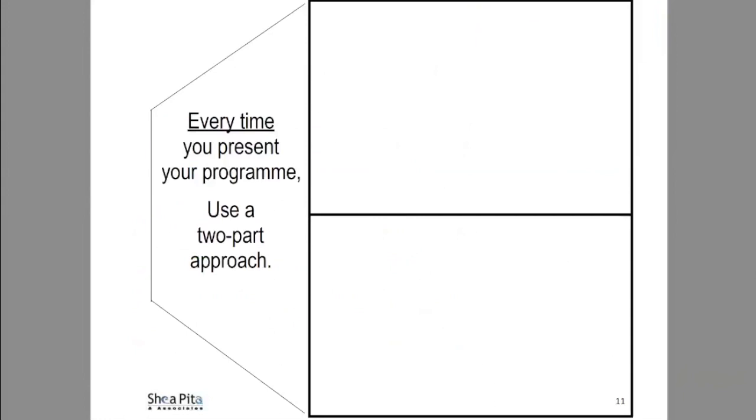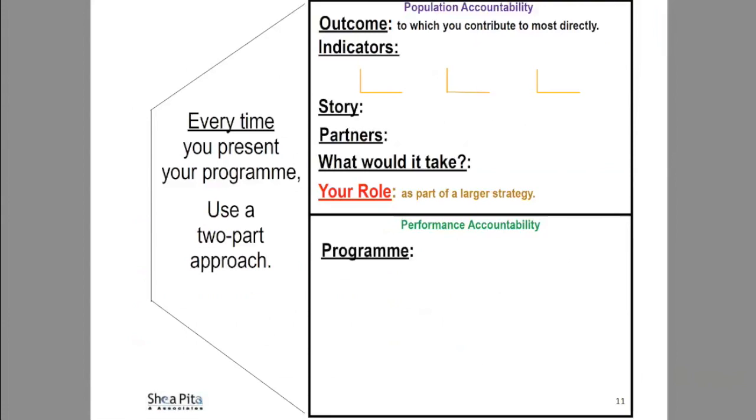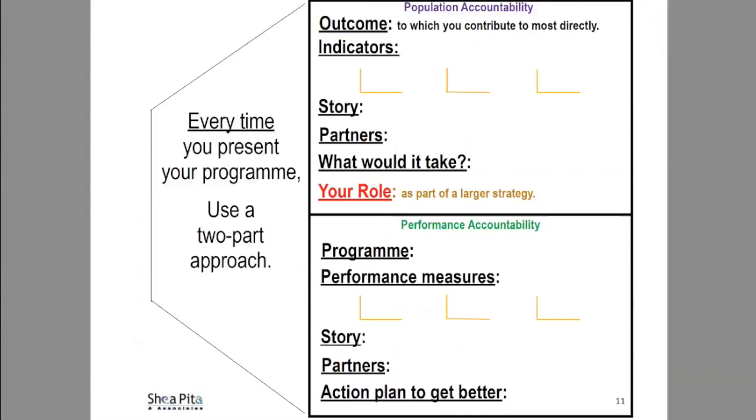Now you've seen this before when you've done the RBA 101, but just quickly, every time you present your program and you're reporting success, I really encourage you to highlight the population accountability piece first. And in particular, what is your role as part of that larger strategy? So basically, how do you contribute to population wellbeing, community level wellbeing? And once you've set that strategic thing, then go on to talk about your service program or initiative and your how well, better off measures.